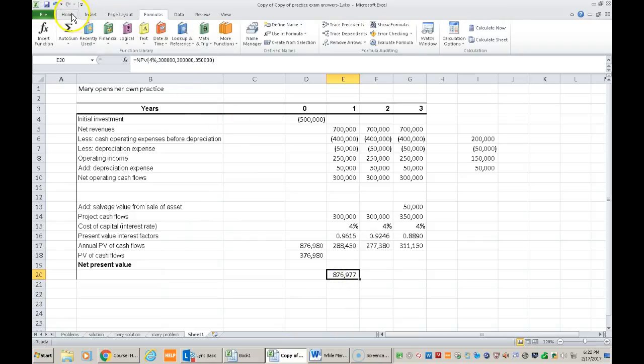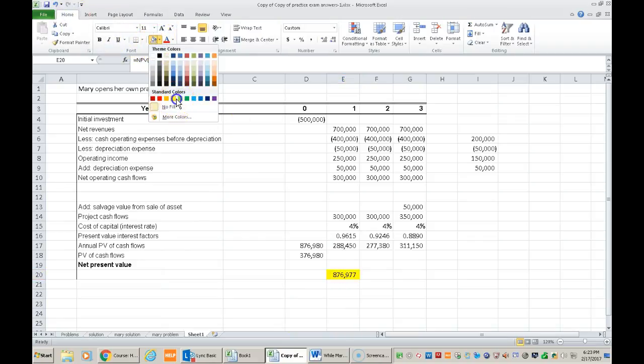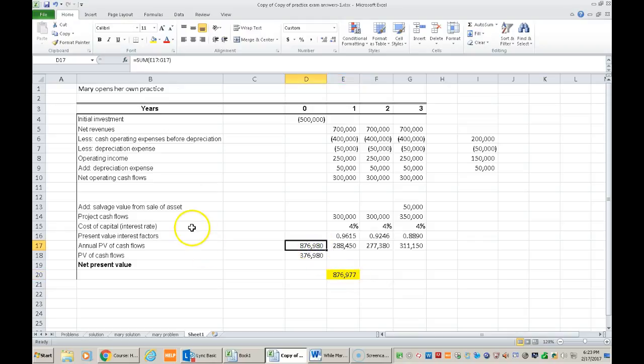So we get the answer here of $876,977. I would say 876,977 and 876,980 is pretty close. Here we have just a rounding error. So again, 876,977, and we would subtract the $500,000. And so here we would show a positive net present value of $377,000. So would Mary want to open her own practice? I would say yes, that would be a positive thing to do.